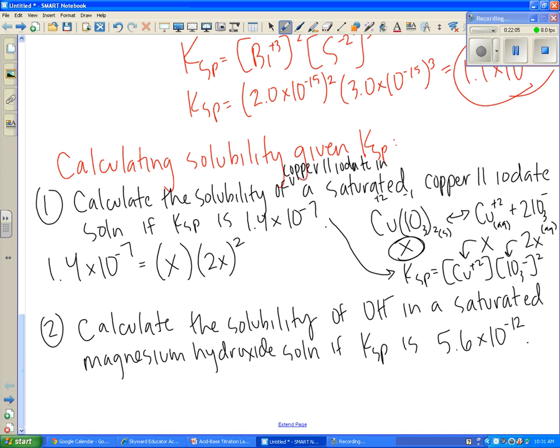What is 2X squared? 4X squared times X is 4X cubed. So 1.4 times 10 to the minus 7th is equal to 4X cubed, and then we can solve for X. And X is what we're looking for, the solubility of the copper iodate. So what is X?